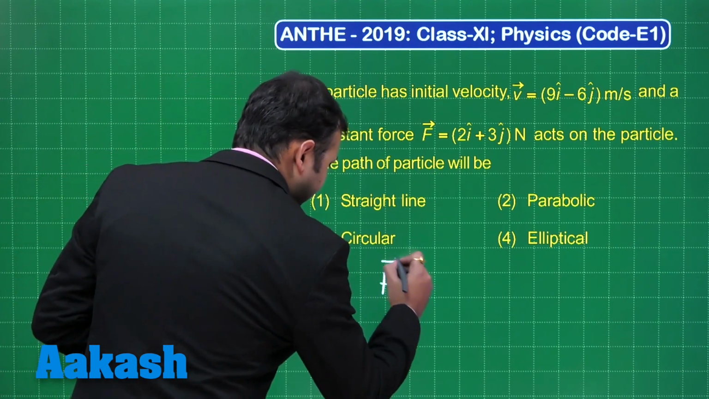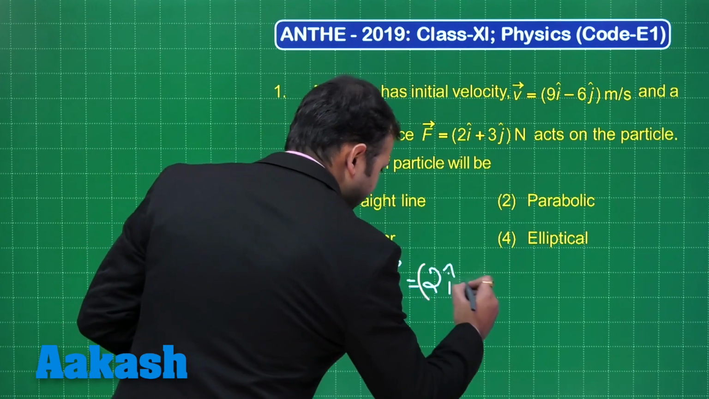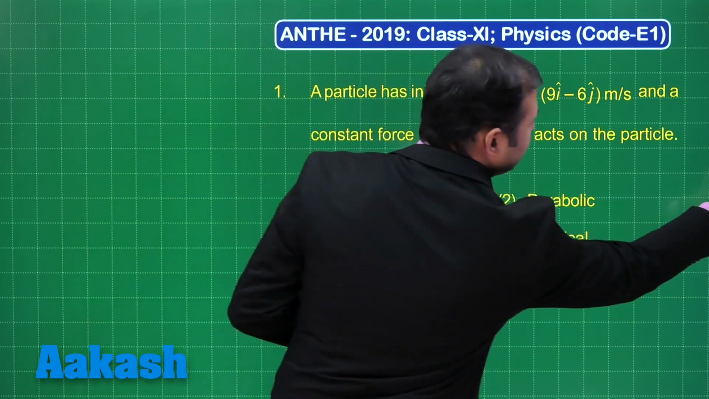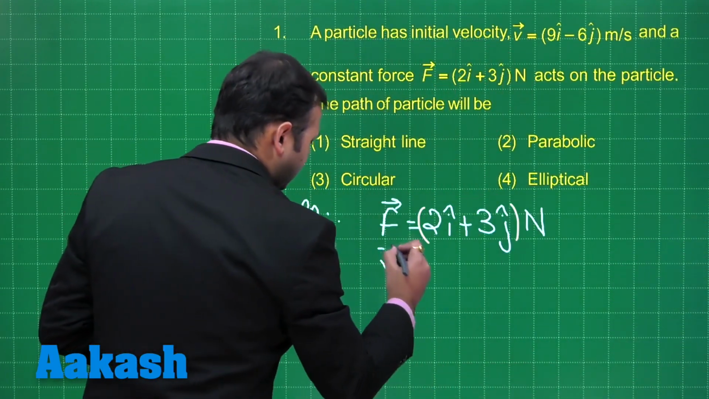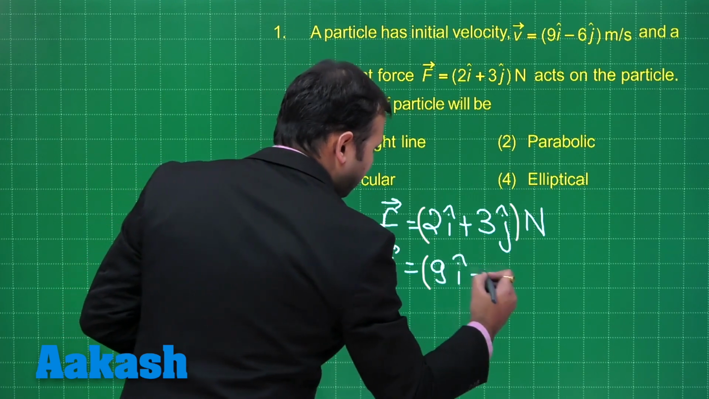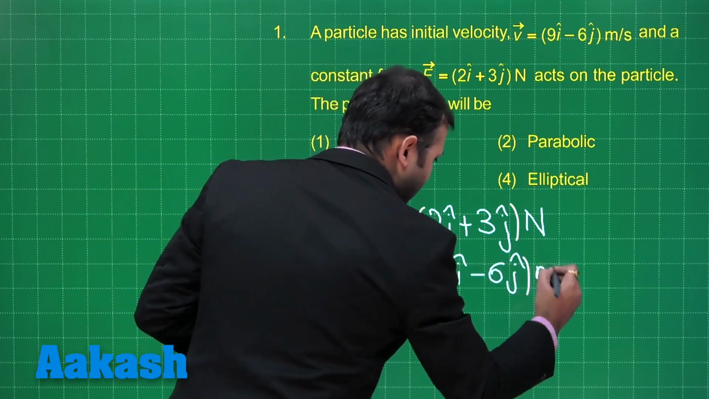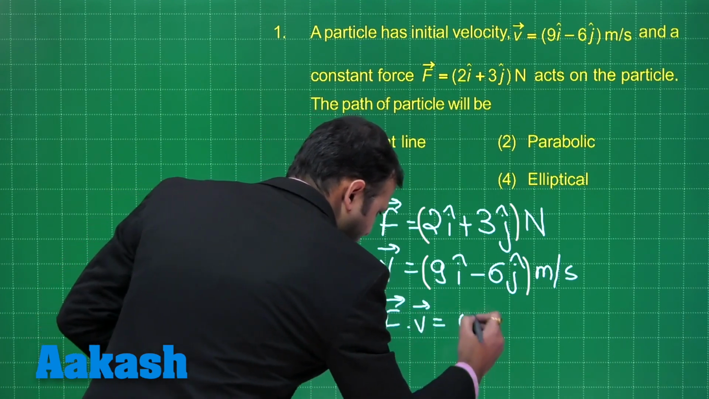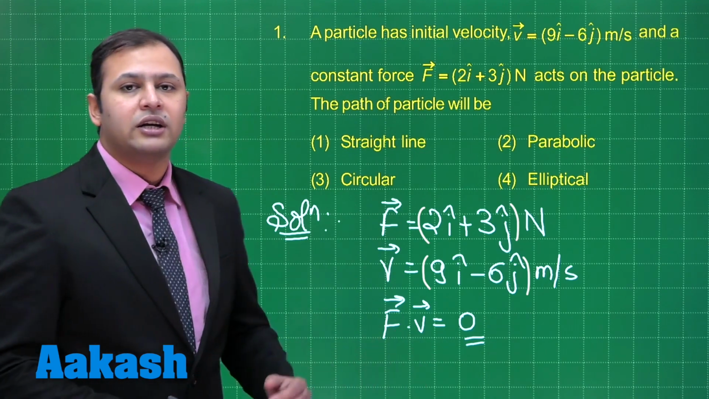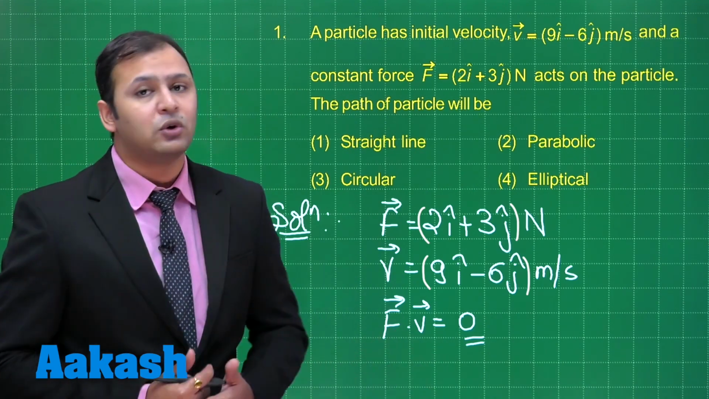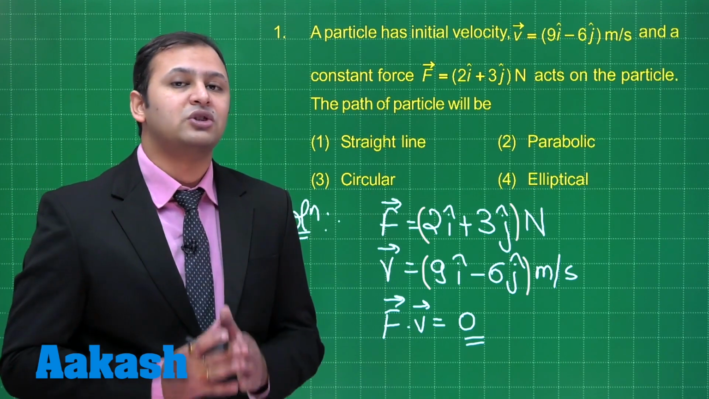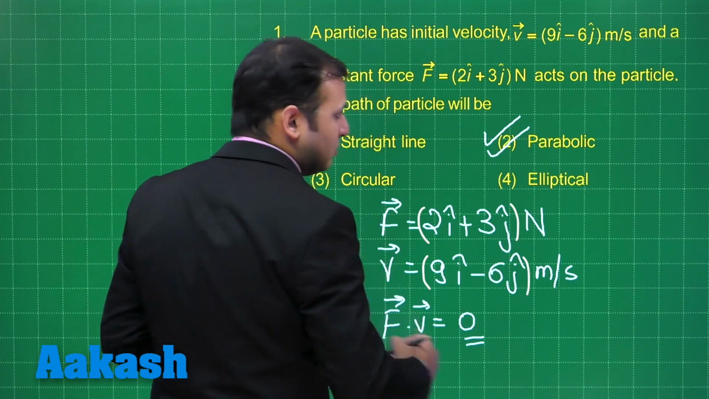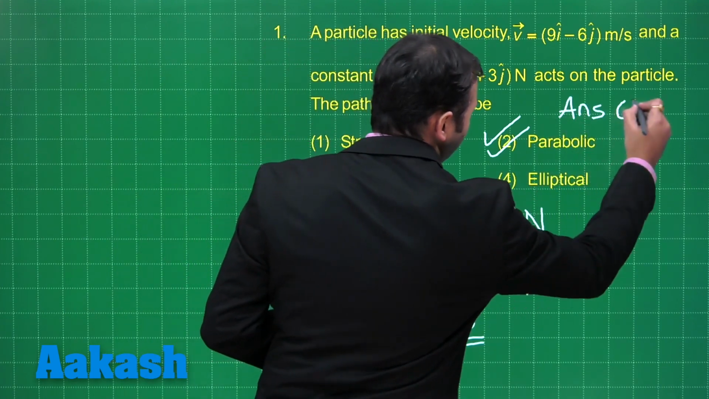Force is given as 2i cap plus 3j cap newtons, right? And the velocity is given as 9i cap minus 6j cap meter per second. Now if you do the dot product of both, you will see that the value comes to be 0. That means they are not parallel to each other, instead they are perpendicular. And in this case, when the force is not aligned with the velocity, only parabolic motion is possible. So the answer to this question would be option 2.